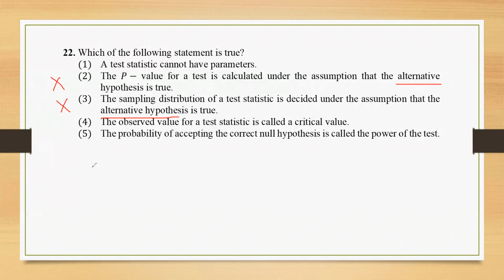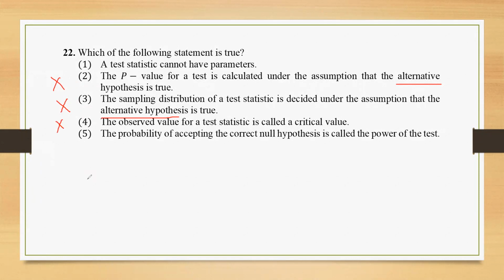Critical value is the value that classifies the acceptance region and the critical region or rejection region. Rejection region එකයි acceptance region එකයි වෙන් කරන තැන තියෙන value එකට තමයි critical value එක කියන්නේ. So therefore, the fourth one is also incorrect. The fifth: the probability of accepting the correct null hypothesis is called the power of the test.